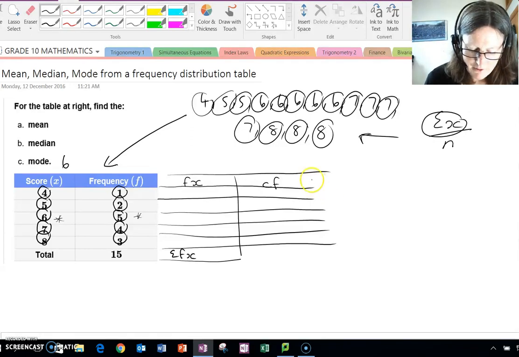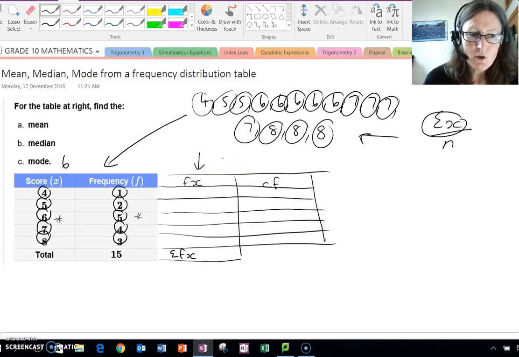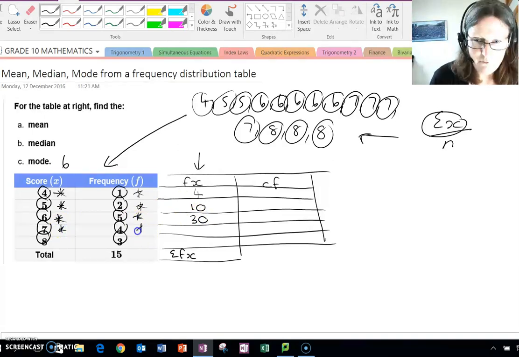We add a couple of extra columns. The first column is the one we add to work out the mean. So we multiply the score by the frequency. So 4 times 1 is 4. We multiply 5 by 2, 10. We multiply 6 by 5, 30. We multiply 7 by 4, 28. And we multiply 8 by 3, which is 24.